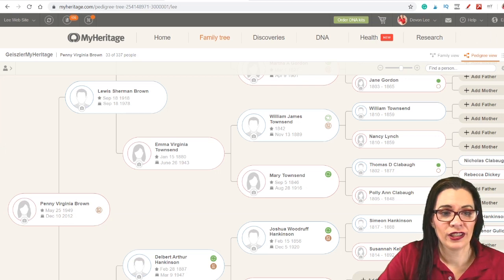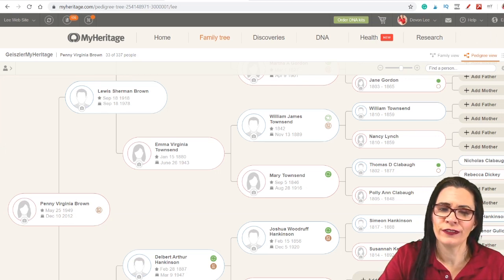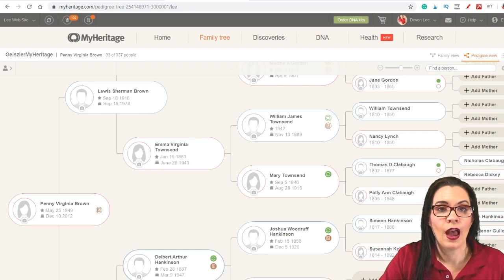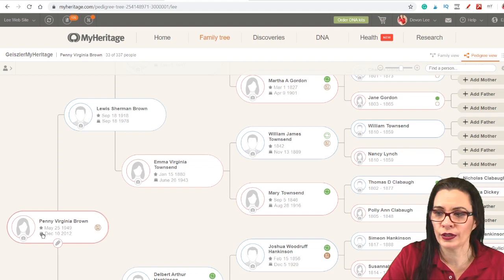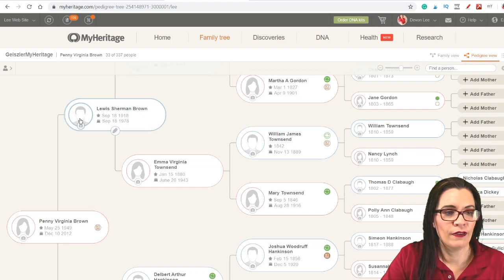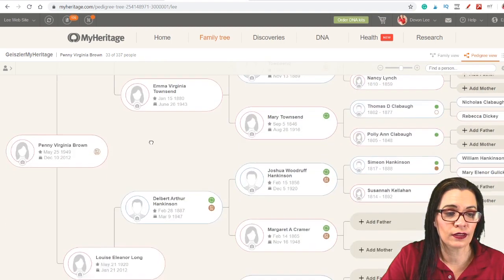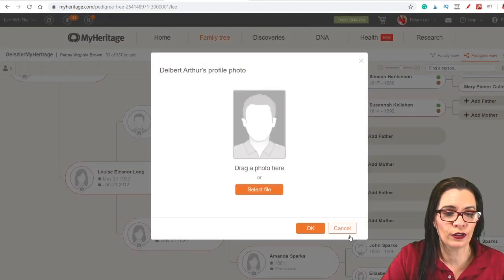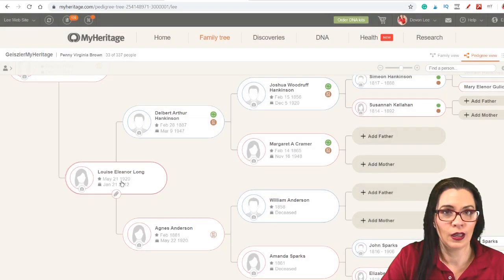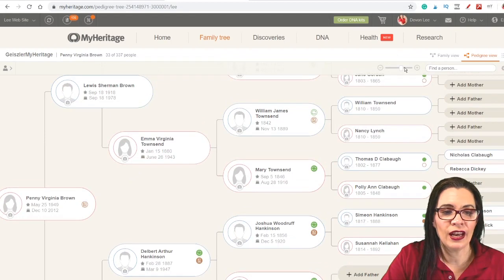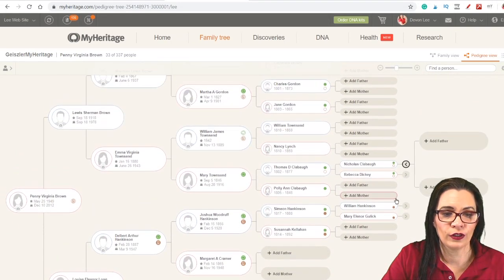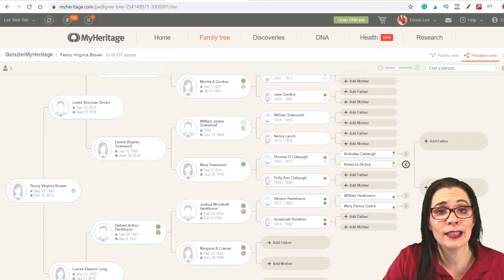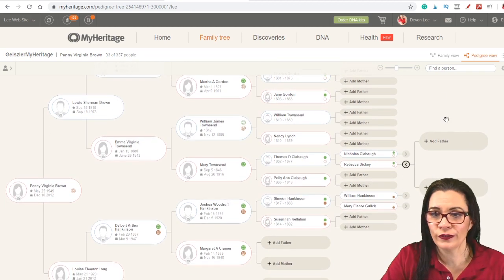So on MyHeritage, you're going to see a chart very similar to what you've probably seen when you think of your family tree, a pedigree chart. And you have the key person over here, you have the paternal ancestor above, you have the maternal ancestor below. You can add photos if you want. And as you zoom out, you'll see your pedigree go on and on and on. And some of you can go back quite far.